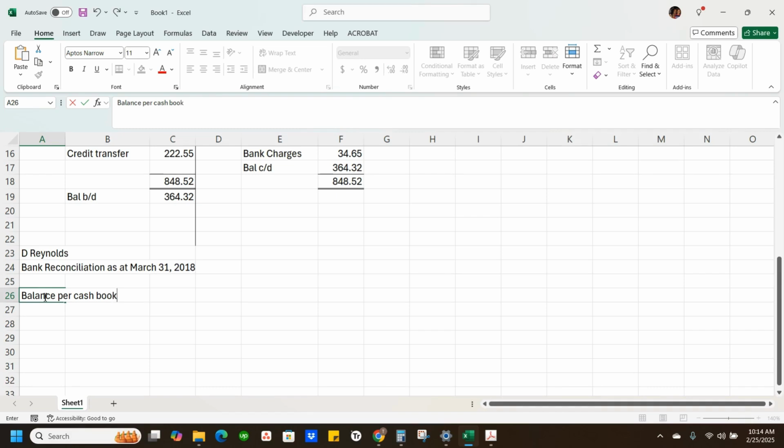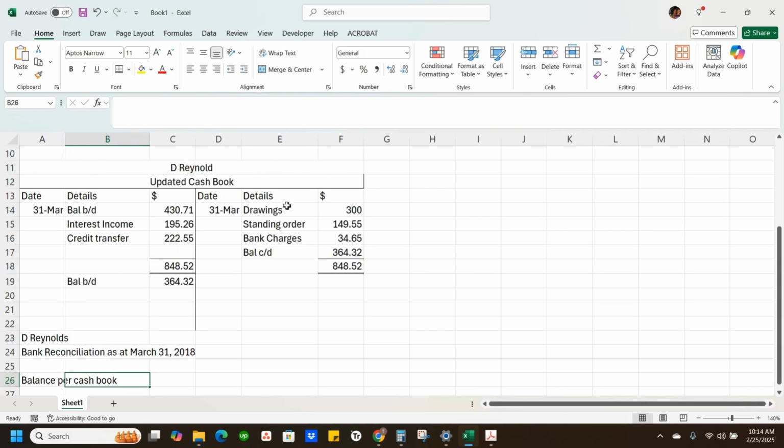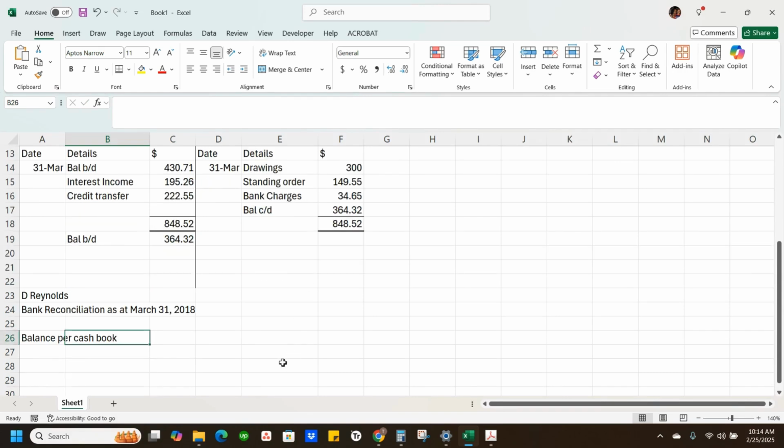Now, this is where students tend to make this mistake. Because the balance carried down is on the credit side, they would enter that figure, but as a negative number. No, our balance carried down is the balance brought down on the opposite side. So if the balance brought down is on the debit side, it is a positive figure. If the balance brought down is on the credit side of the cash book, it is a negative figure because that's an overdraft, right? So I hope you're clear on that.